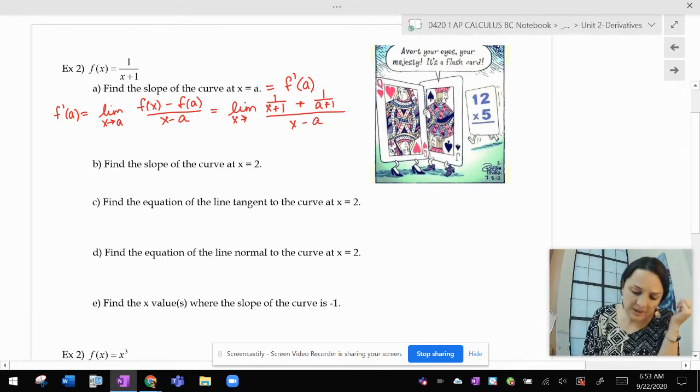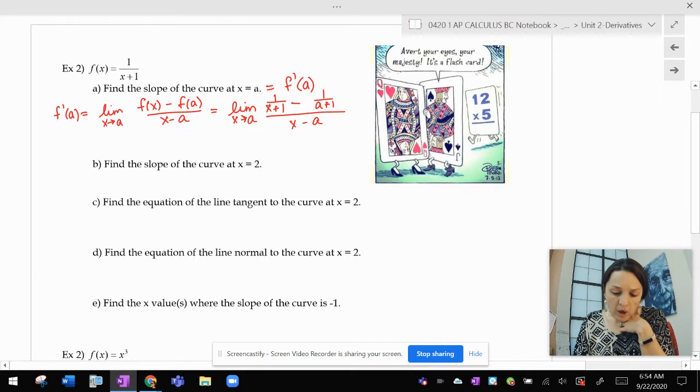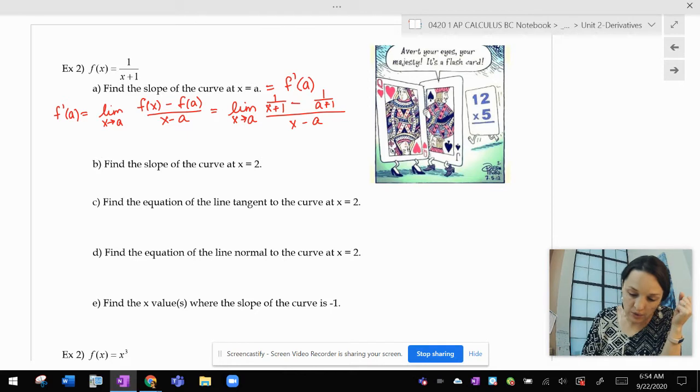So I have the limit as x approaches a of 1 over x plus 1 minus 1 over a plus 1, pardon me, got plus happy, over x minus a. Now, if I evaluate this at a, I have 1 over a plus 1 minus 1 over a plus 1 over a minus a, and that's going to be 0 over 0, which tells me I should be able to find a way to simplify this and maybe divide and cancel. So let's try to see if we can do that.